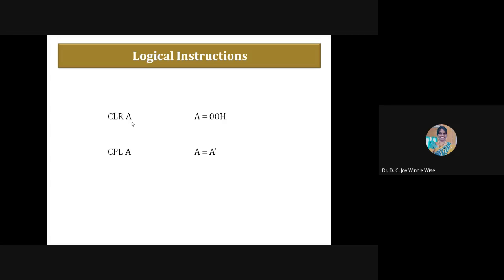Can you give any other instruction to clear the accumulator? Any other instruction, either in 8086 or the microcontroller? In 8086 also you can clear the accumulator. One instruction in 8086 is MOV A comma 00, so A will be converted to 00. Any other instruction to clear the accumulator?